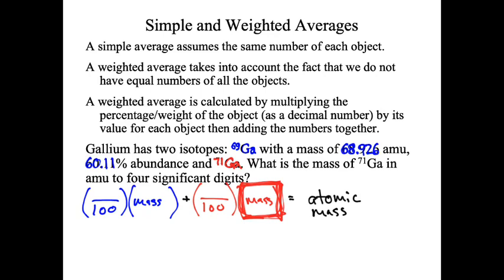This is where the color coding can come in. 68.926 we said was the AMU, and it says mass, right? So what could I do? 68.926. Color coding with the blue as well, 60.11%, which means I have that first value, 60.11%.